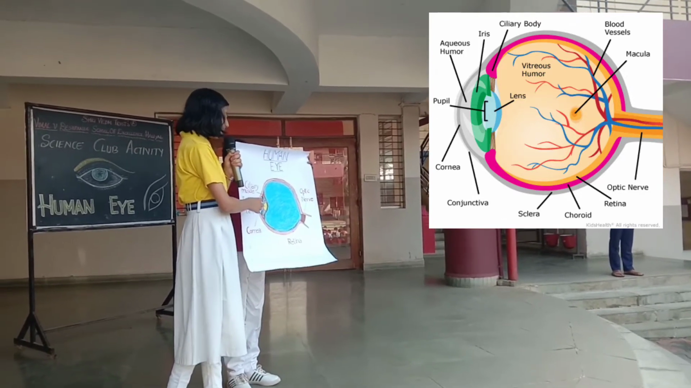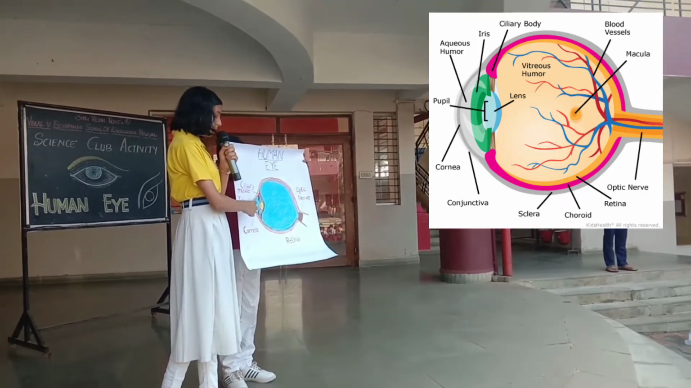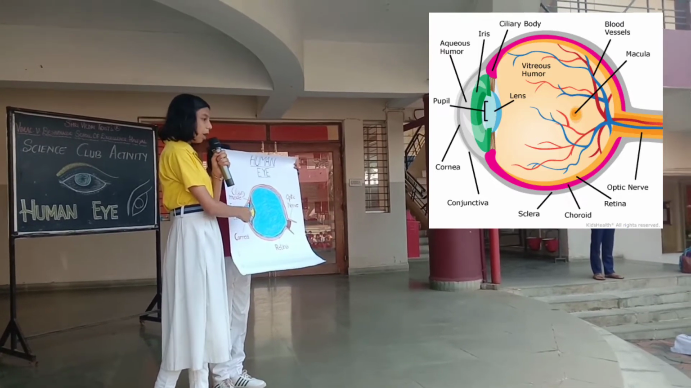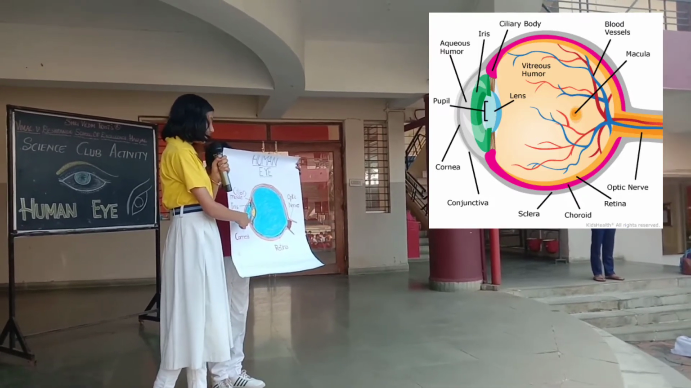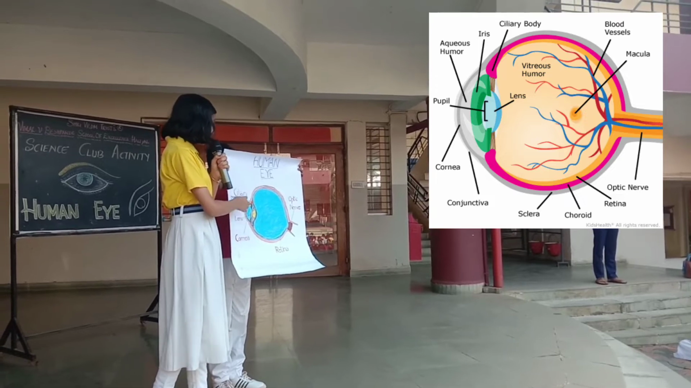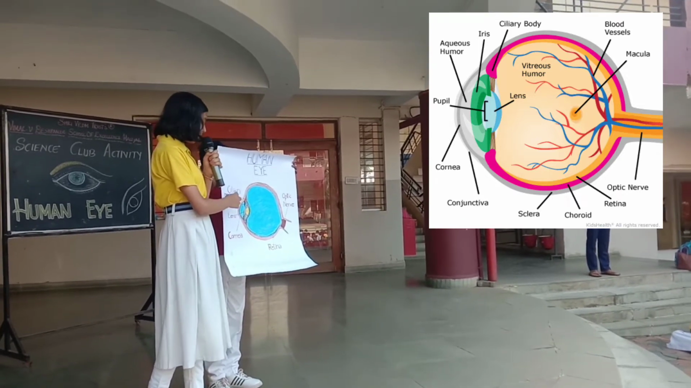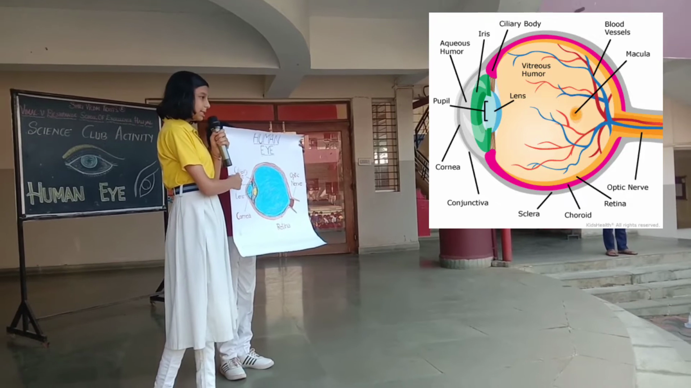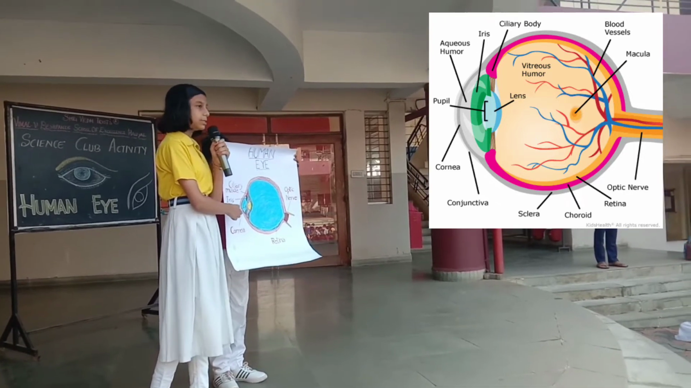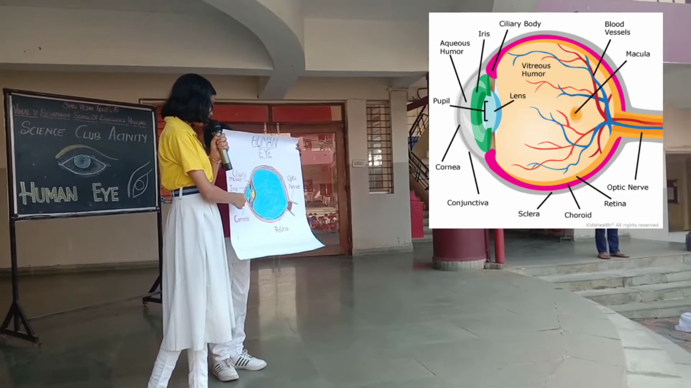Next, the lens. The lens focuses and defocuses on an object according to how far it is from your eyes, and the ciliary muscles are involved in this process. The ciliary muscle helps the lens to contract and expand.